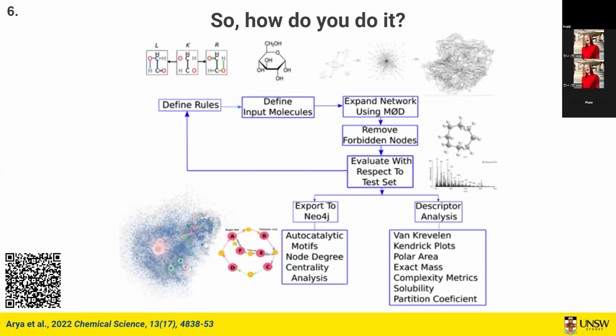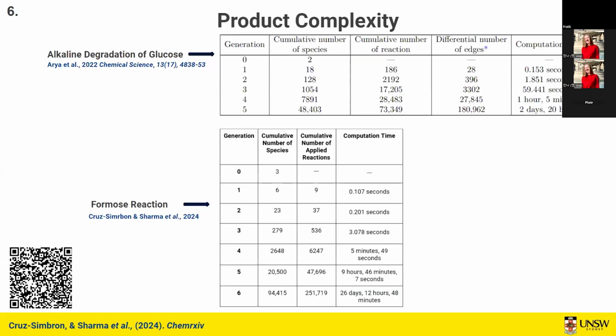So this is the process where you define the rules, you define the molecules, you expand the network, remove the nodes that you don't want, add other constraints such as thermodynamics, and then you evaluate with literature-based data and mass spectrometric data, because it is always good to evaluate your computational models with experiments to get a ground truth. Then we export it to Neo4j, a graph-based database, to explore autocatalytic cycles and relationships and look at cycle numbers or catalytic lengths.